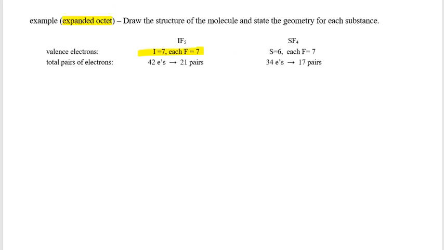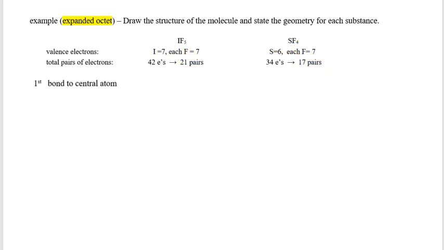So we had 7 electrons for I and F, 6 for S, and 7 for F again. Do the math. Iodine is 7 plus 5 F, so you get to 42 electrons for 21 pairs, 17 pairs for SF4.